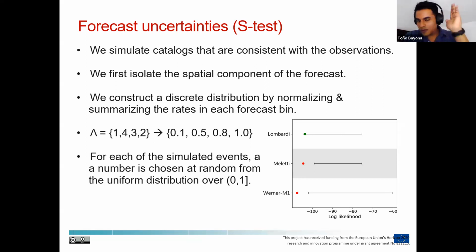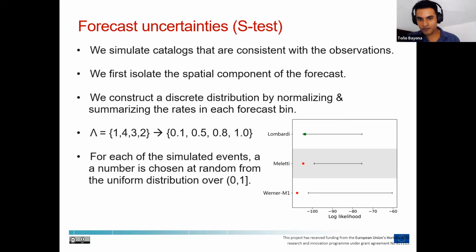So in this case, for example, we were analyzing a model that we refer to as Lombardi, and we see that the observed spatial joint likelihood score falls within the 95% confidence range, which is represented by these bars. That is telling me that, in terms of the spatial distribution of epicenters, that distribution is consistent with what the model is expecting.